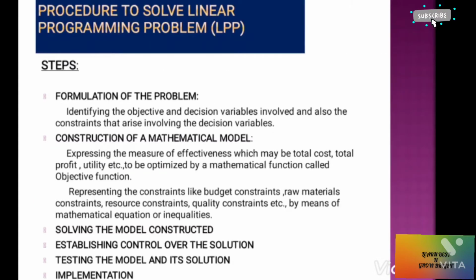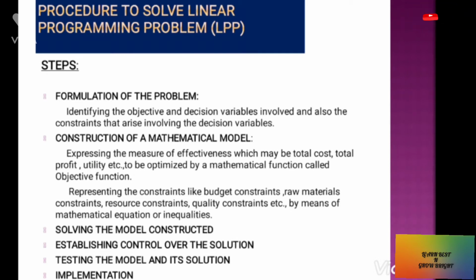The first chapter in operation research is the linear programming problem. Let us see the procedure to solve a linear programming problem. The first step is the formulation of the problem. In the formulation of the problem, we have to find the objectives and decision variables involved and also the constraints that arise involving the decision variables.